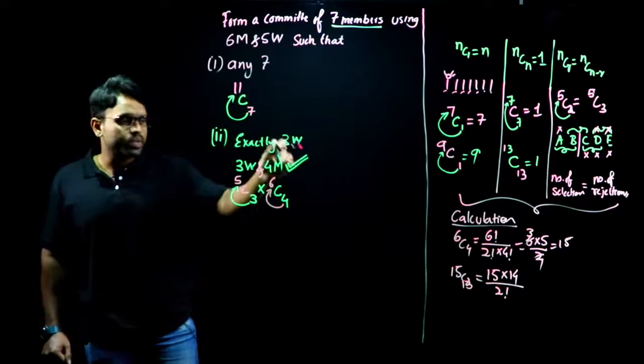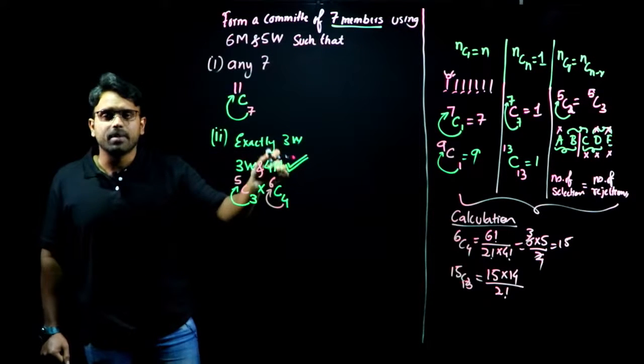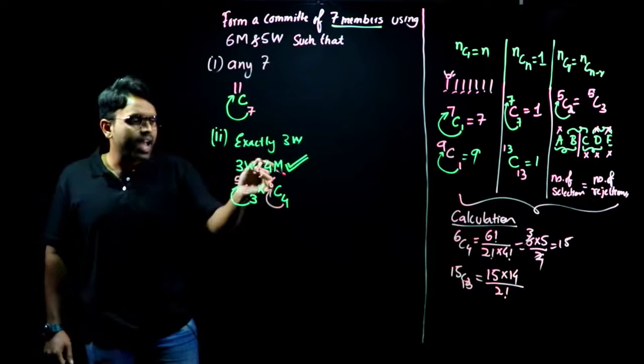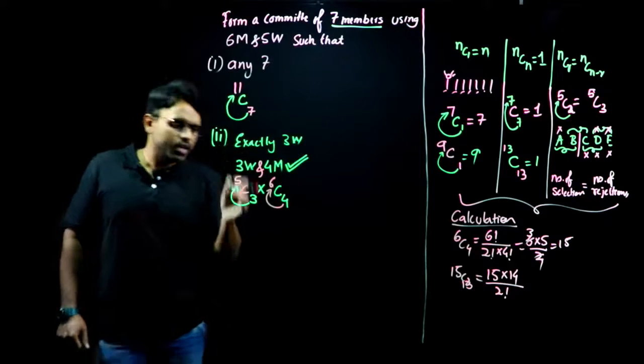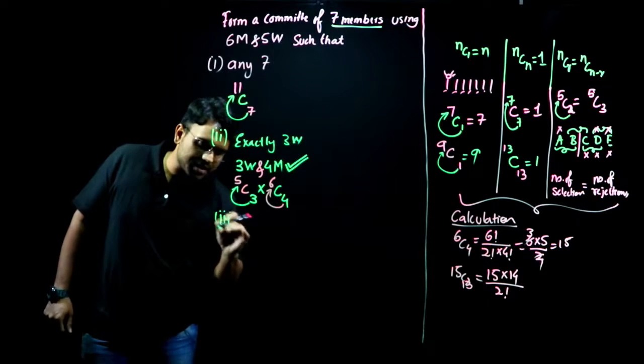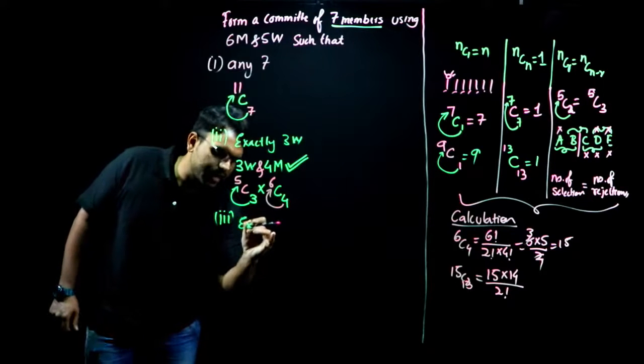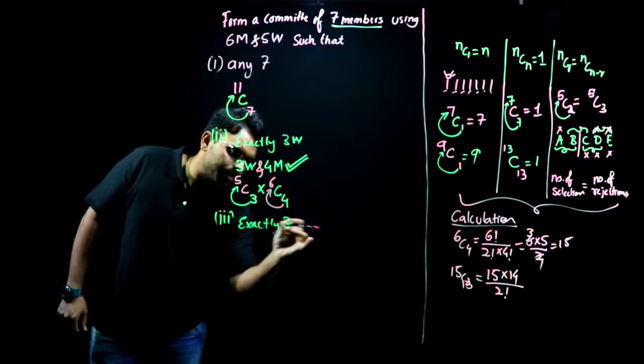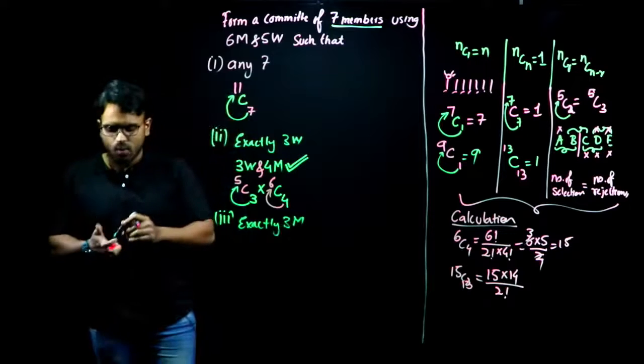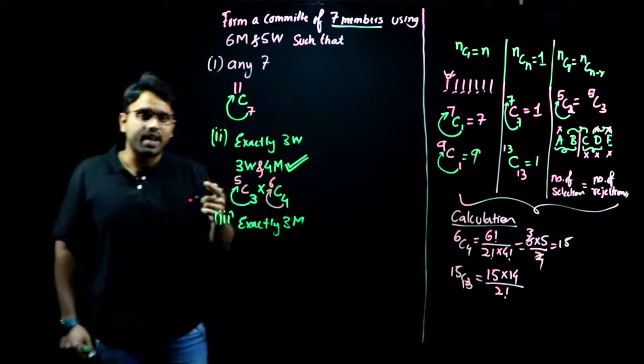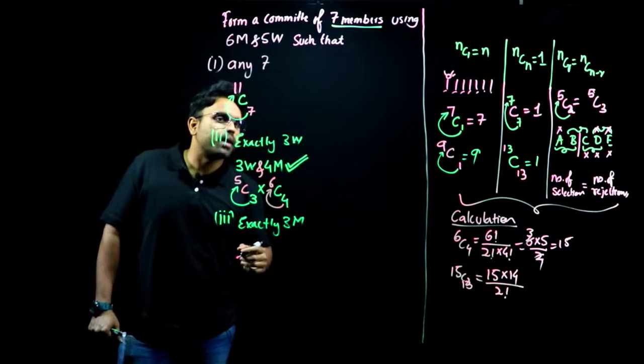I suggest you do it with the language part, because numbers are a little bit complicated, but the language part is very easy. Now, if I give you a statement something like this, it says exactly 3 men. Now, you guys tell me, what are you going to do? What will be the language part?